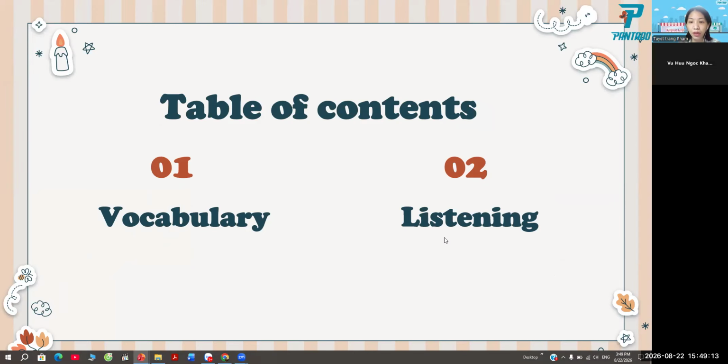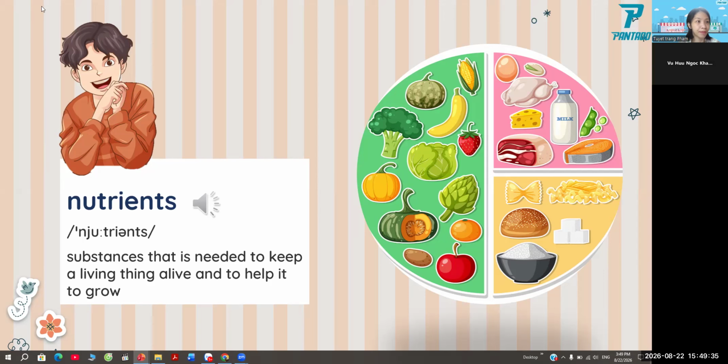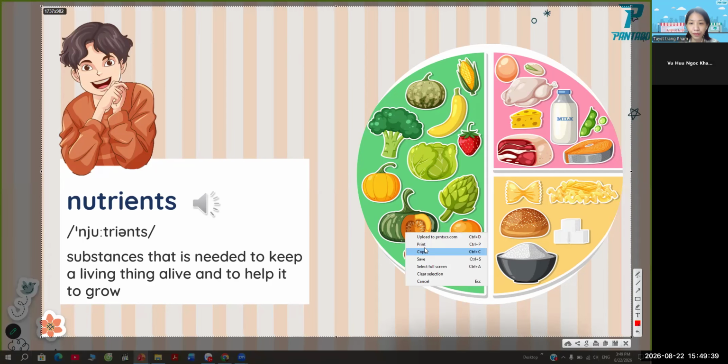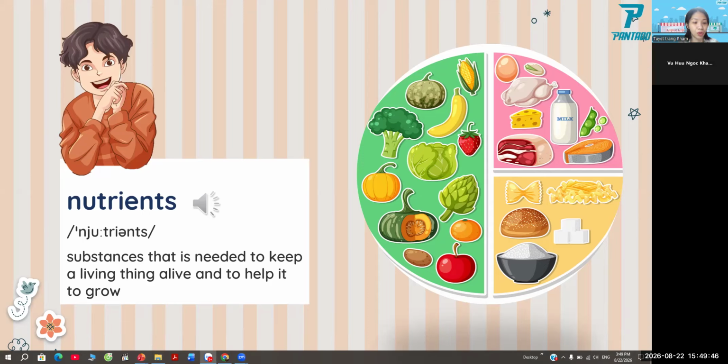Vocabulary first. You have nutrients, substance that is needed to keep a living thing alive and to help it grow. We can find nutrients in our daily food.